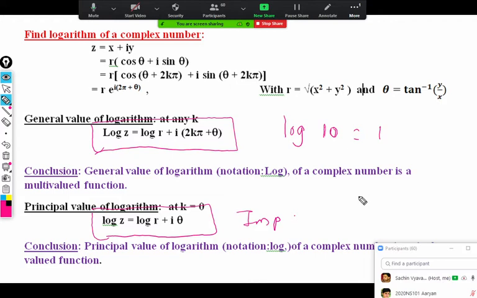and it is a one-to-one function. But now if we take a log of a complex number, there are two types of logarithms defined. The first logarithm is known as general log. It is denoted by capital Log. Just write L as a capital there. So this log is a general log.